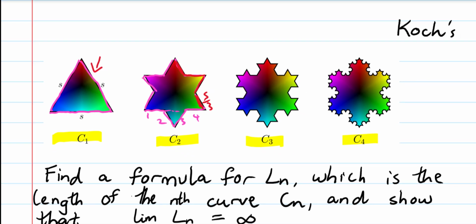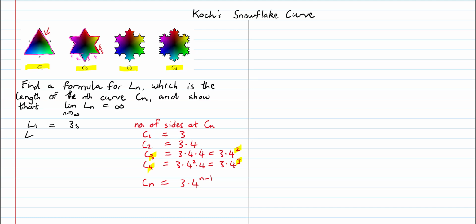So that means then the length of C2, which is given by L2, is going to equal the number of sides at C2, which is 3 times 4, times the length of each side, which is S over 3. And then the length L3, well, that's going to equal the number of sides at C3, which is 3 times 4 squared.